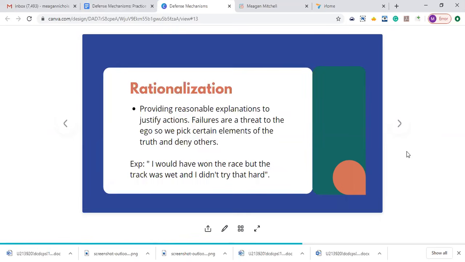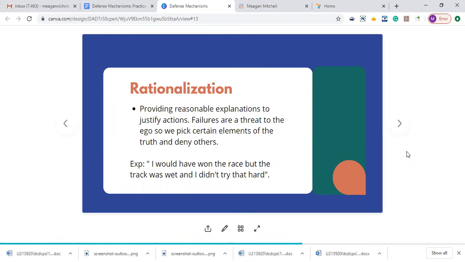Then we have rationalization. This is a very, very common one that I'm sure you could come up with a million examples for. This is when we try and provide an explanation that makes sense to justify our actions. This is because oftentimes failures or deficiencies are seen as a threat to our ego. So we pick elements of the truth and deny others.